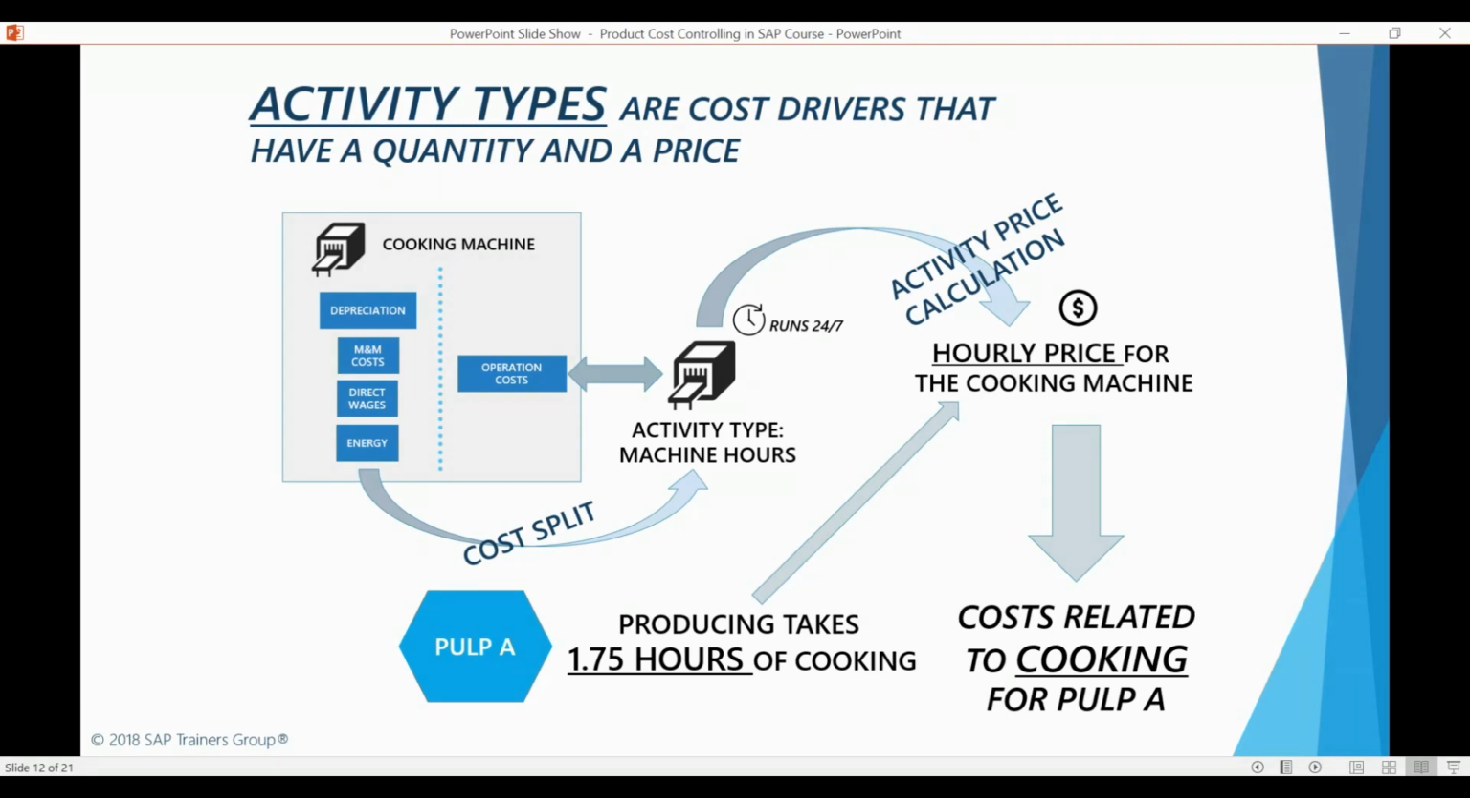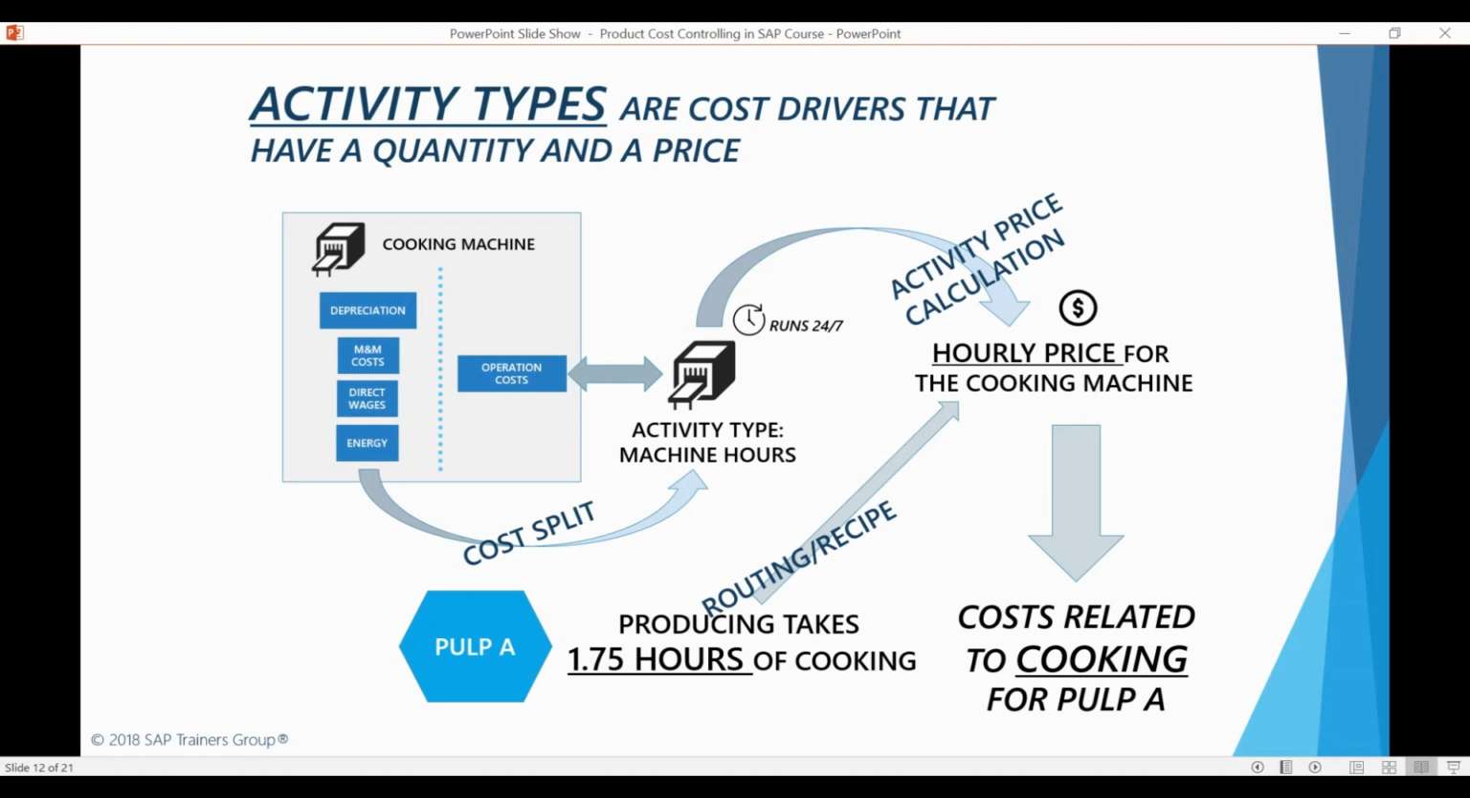Now, when we know how much it costs to run the cooking machine for 1 hour, we need to know how much time we need to cook pulp type A. This information is maintained using a routing or a master recipe. In the recipe for pulp A, we have maintained that pulp A needs 1.7 hours of cooking. By multiplying the machine hourly price with the time required, the system will calculate what the manufacturing costs related to cooking for this material are. The same activity price calculations need to be performed for all our manufacturing cost centers.